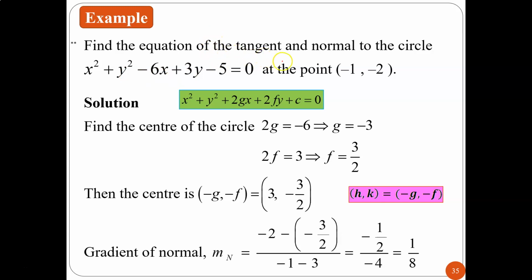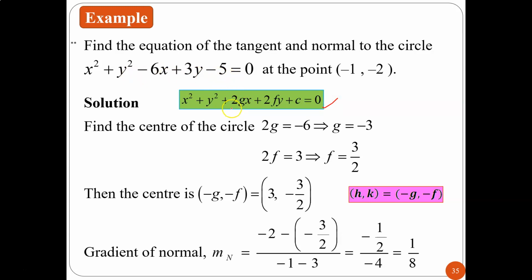Find the equation of the tangent and normal to the circle. It must ask for tangent and normal. So again, you're going to use the general form equation. The circle is given, x square plus y square, -6x and so on, at a point, there is a point here. Using this general form equation, first you need to find the center of the circle. You need to find what is your G, what is your F, right? So you're going to compare it with this.